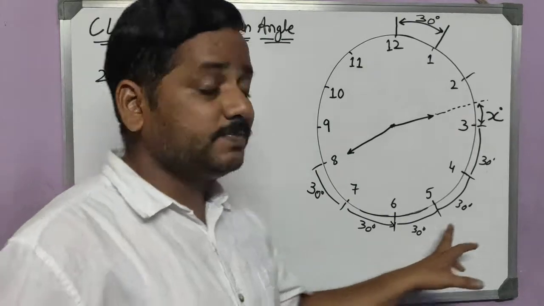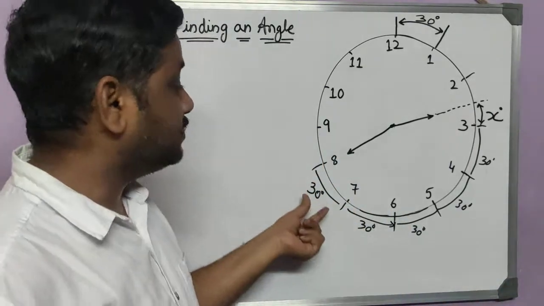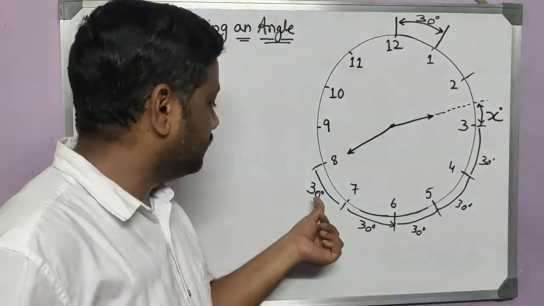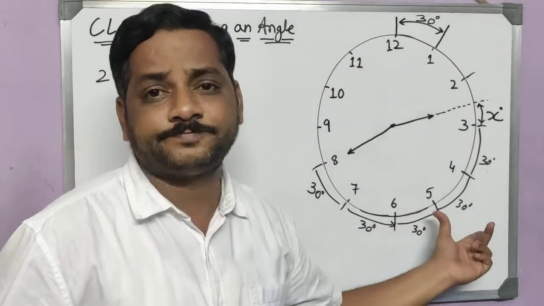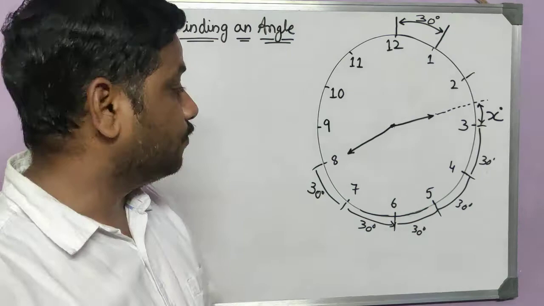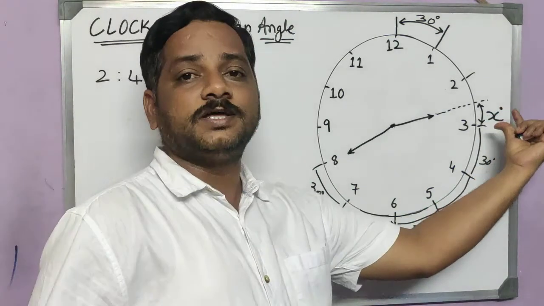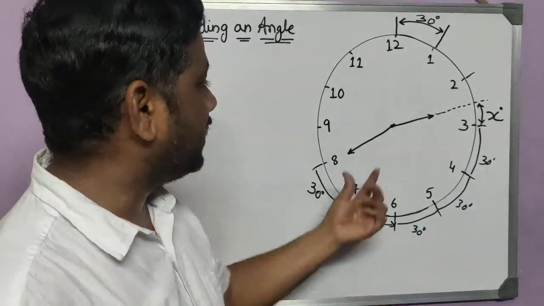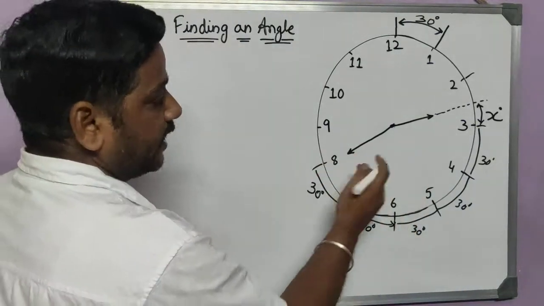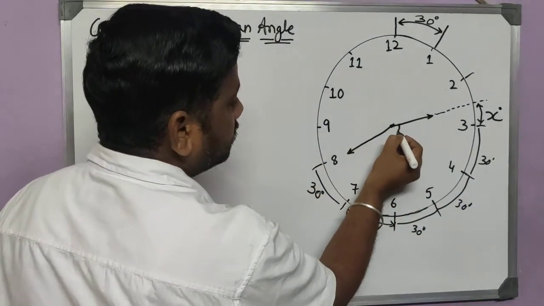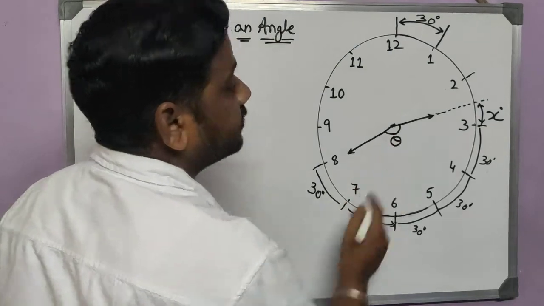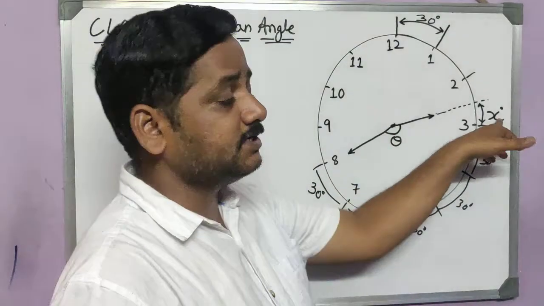Here I just make use of the first point, that each sector is having an angle of 30 degrees. 1, 2, 3, 4, 5. So 5 into 30, we get 150 degrees. 150 degrees plus this x degree will give you the answer for the angle between the two hands. Okay, so this is the angle, this is theta. So how to find this x degree now?